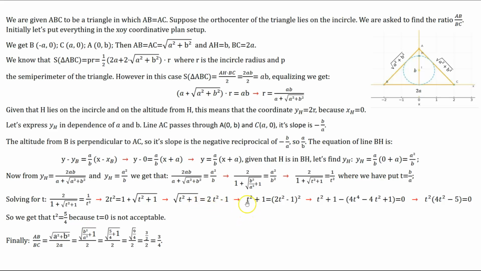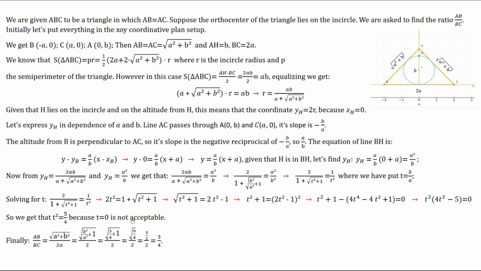By raising to the power of 2 both sides of this equation, we will get that t squared plus 1 is equal to 2t squared minus 1, all squared. And by doing some very simple calculations, we will reach this equation: t squared, which multiplies 4t squared minus 5, is equal to 0. This equation has two possible solutions, which are t equal to 0, which cannot be, because we know that b and a are different from 0, and so this expression cannot be equal to 0. And the other solution is the one accepted, that t squared is equal to 5 divided by 4.